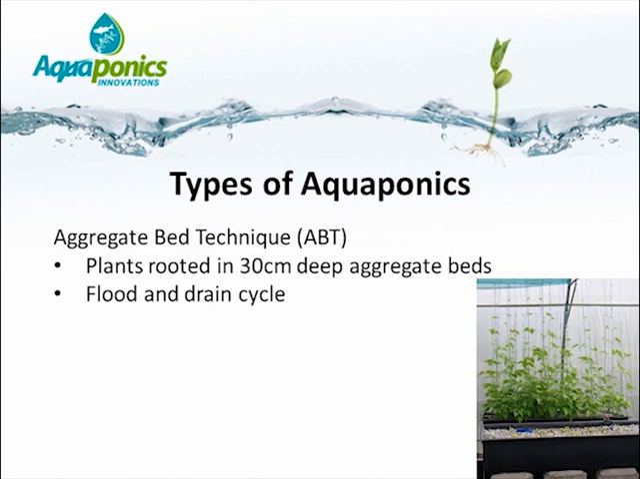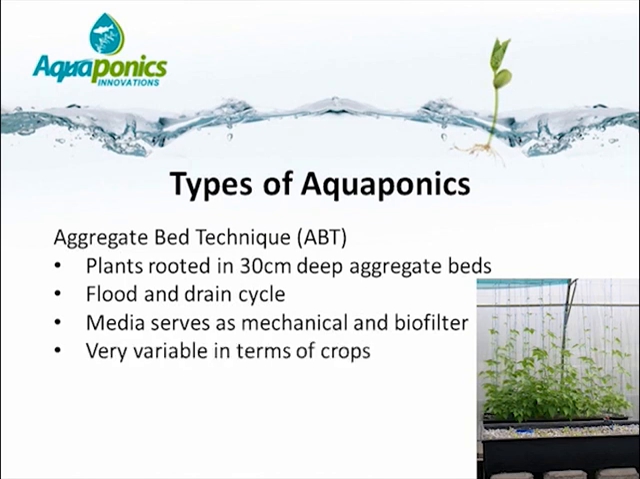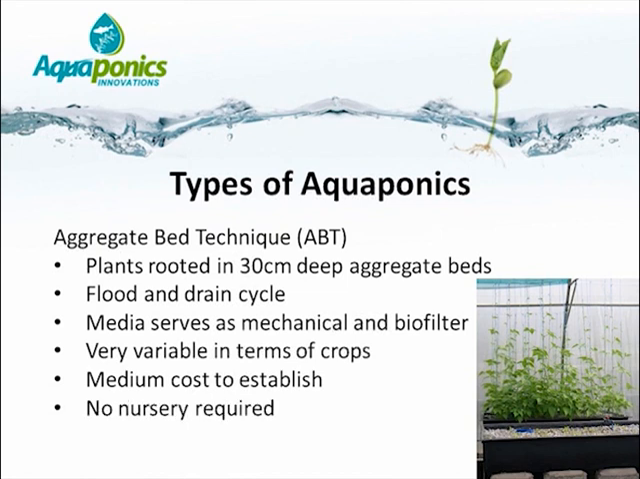Because of this flood and drain cycle, the beds become a very rich environment for bacteria, and the beds serve as the mechanical and the biological filters. This technique is the most variable in terms of the crops that can be grown, and it is medium cost to establish, not as expensive as NFT, but possibly slightly more expensive than the raft option. An advantage here is that no nursery is required. Even small seeds can be planted directly into the stone beds.